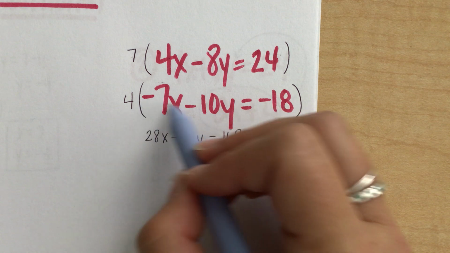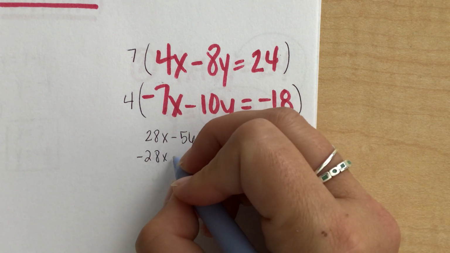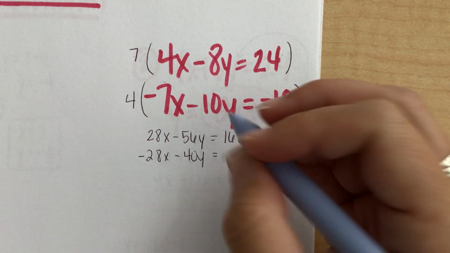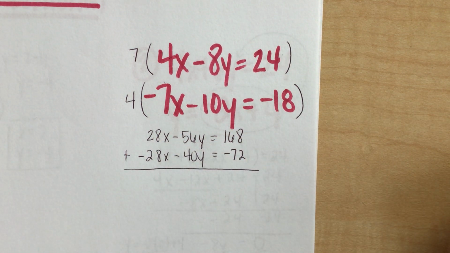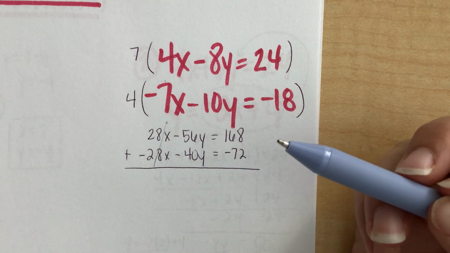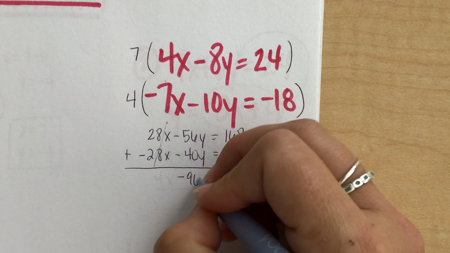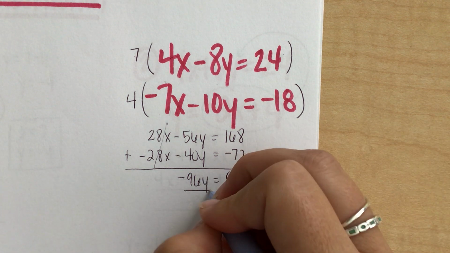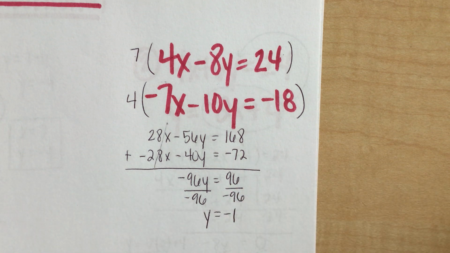All right, and then if I multiply this one by 4, this is negative 28x minus 40y, and 4 times negative 18 gives me negative 72. And again, I'm going to add these together. So when I add these together, my x's cancel. So I have negative 56 plus negative 40. That gives me negative 96y. And then 168 plus negative 72 is 96. Divide, and I get y equals negative 1.